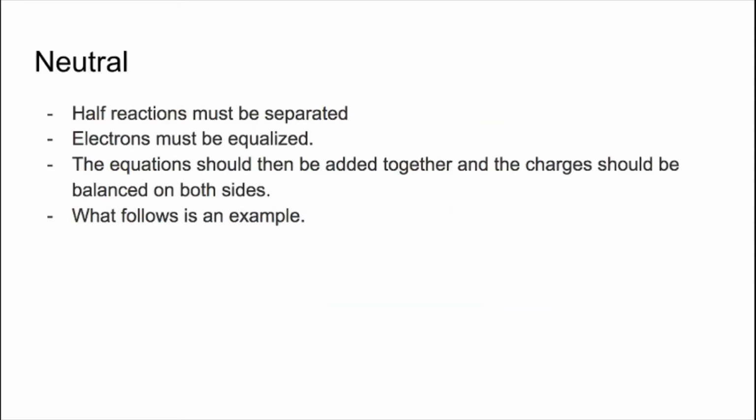For neutral conditions, half reactions must be separated and the electrons must be equalized, meaning that you multiply one or both of the half reactions in order to get the same amount of electrons. The equations should then be added together and the charges should be balanced at this point.